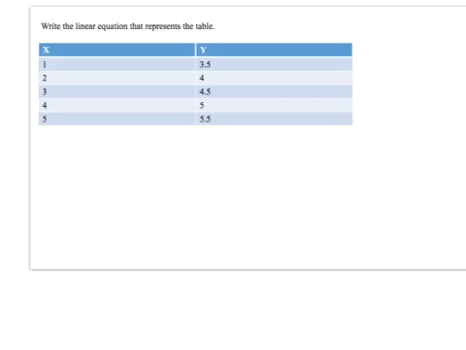So let's find our pattern in our domain. So 1, 2, 3, 4, 5. So that's easy enough. So we're just adding 1 each time. On the right side in the y, the range, we have 3.5, 4, 4.5, 5, and 5.5. So it looks like we're going up by 0.5 each time.